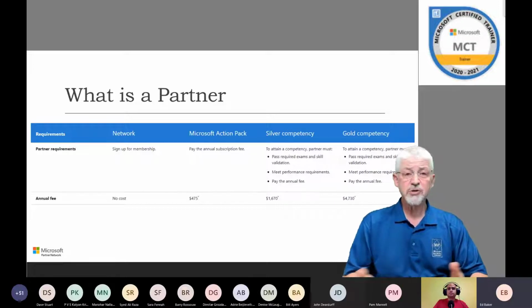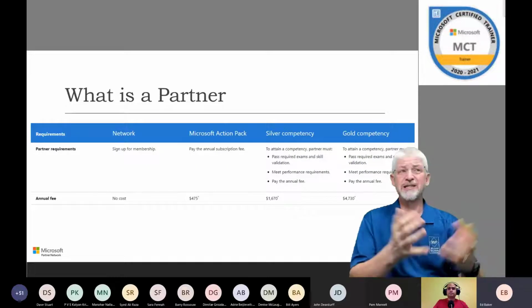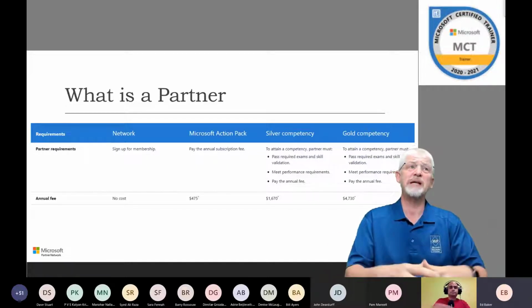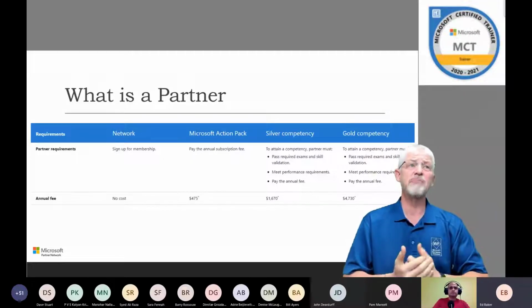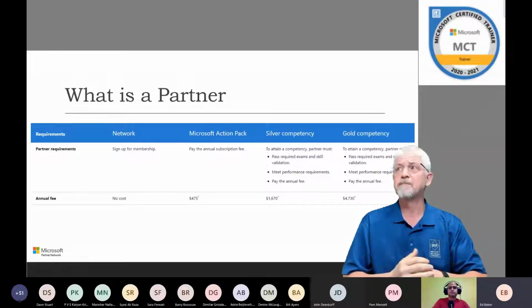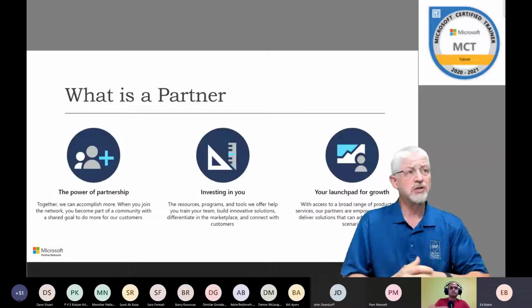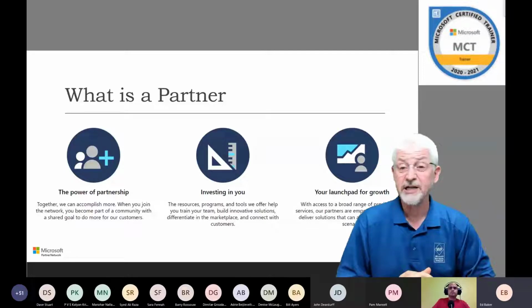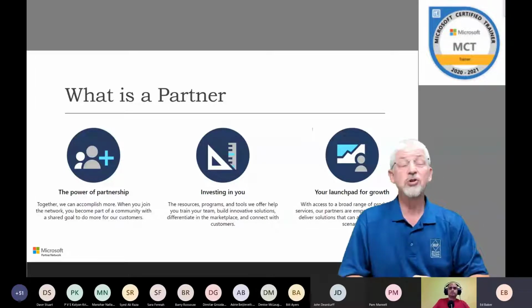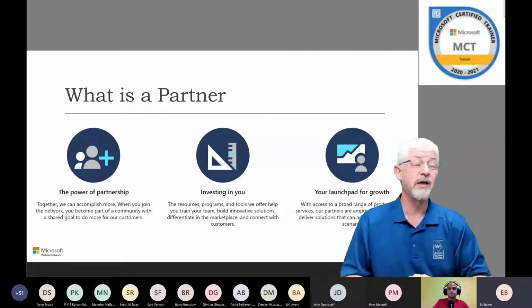So for most freelancers, the only option there would be the action pack, because these things are just too expensive. I suppose you could band together, join a company, create yourself a silver competency, but you then become a full learning partner. And Microsoft like to talk about partners in this way. They like to think they're investing in you. By the way, as an ex-Microsoft employee, I'm not hugely pro or anti anything to do with Microsoft in any way other than their products.